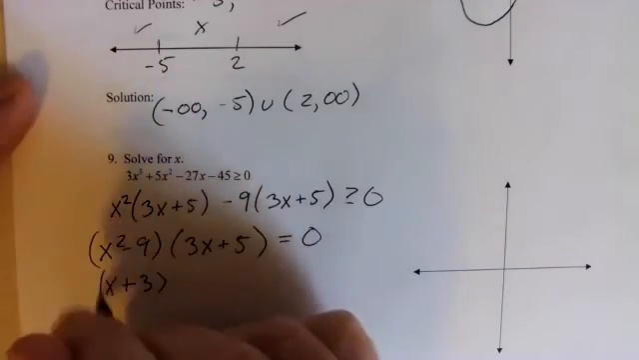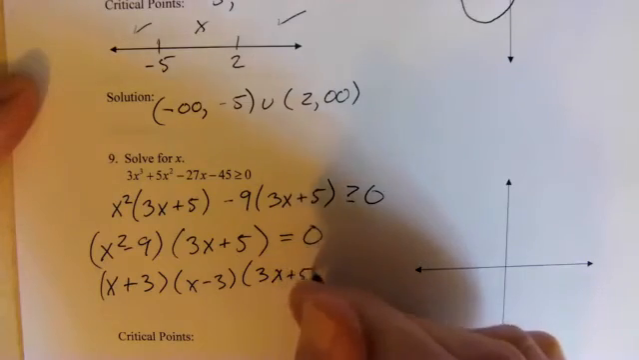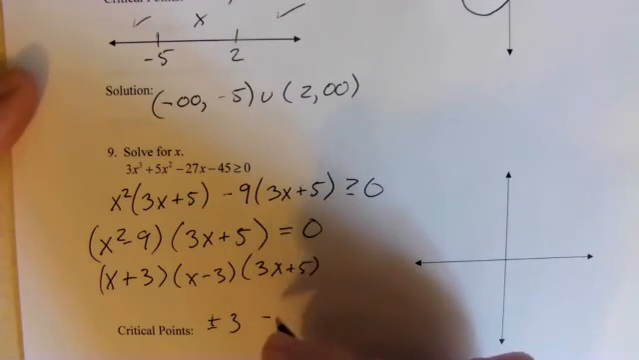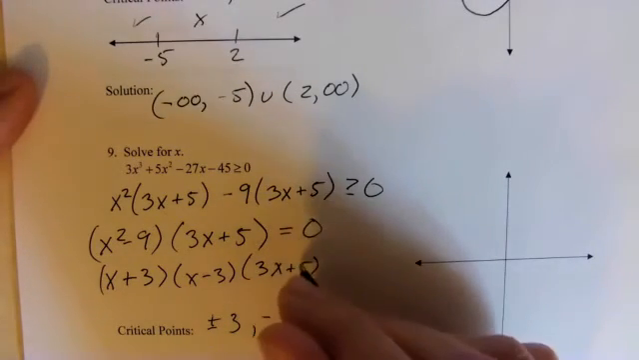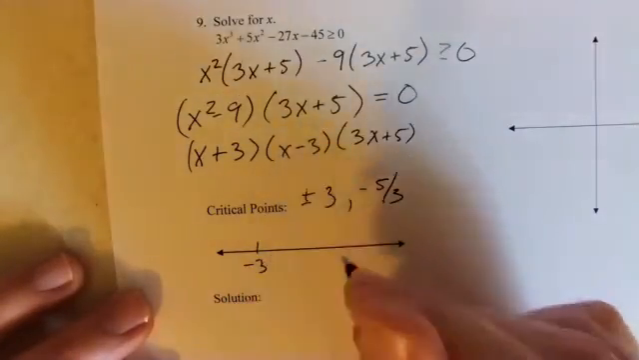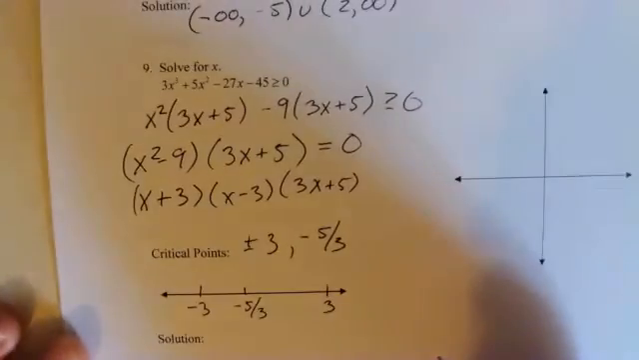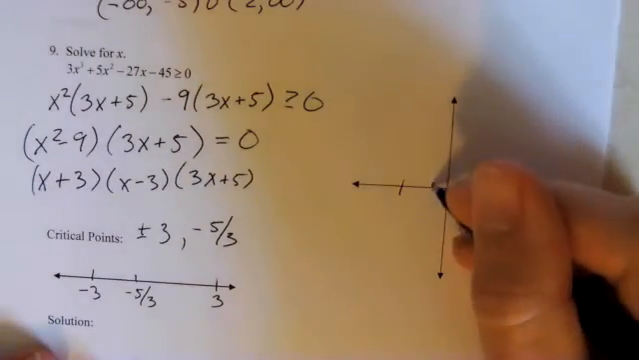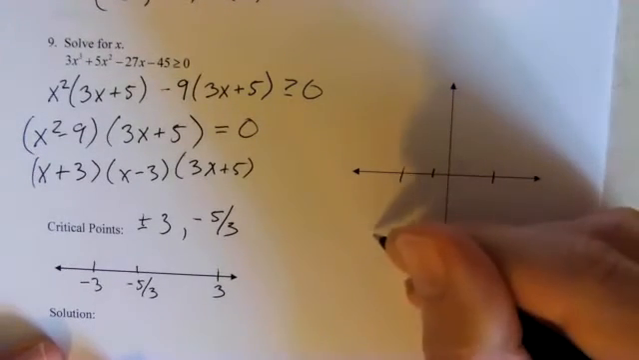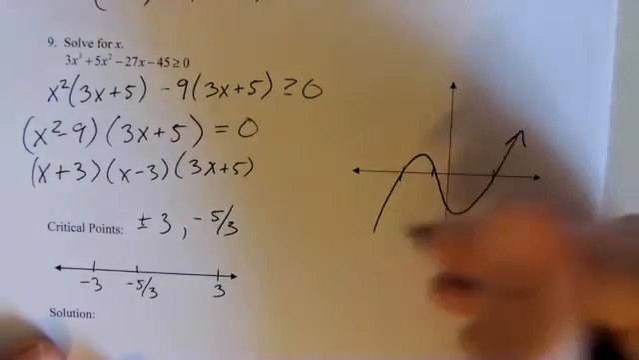x plus 3, x minus 3, and 3x plus 5. My critical points are plus or minus 3 and -5/3. Additive opposite of that number divided by that number. So -3, -5/3, and 3. We know 3, -3, -5/3, and +3, not really drawn to scale. We know that it is a positive lead coefficient, so it should look something like this.